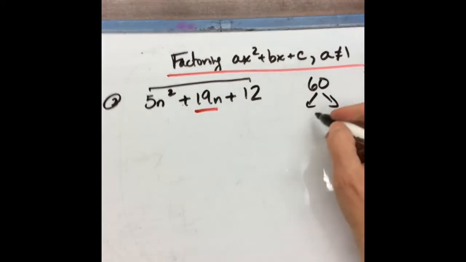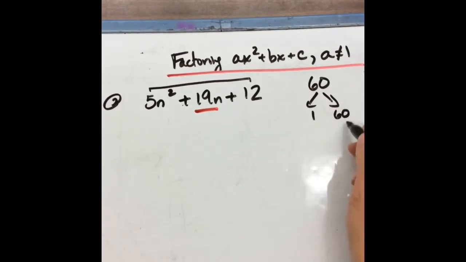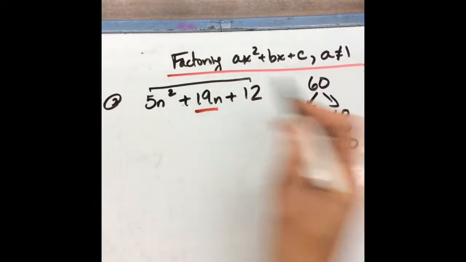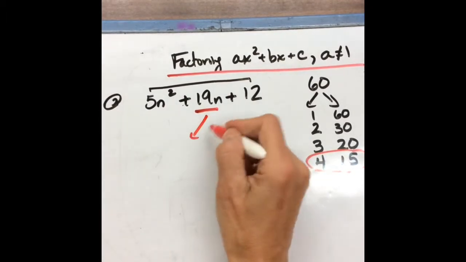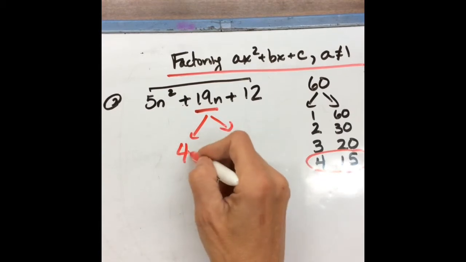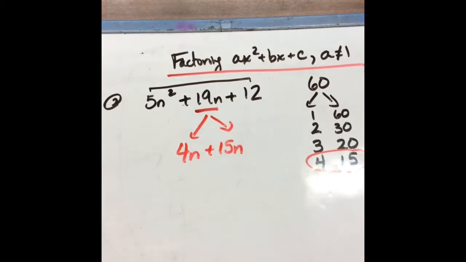So we can go through the list. 1 and 60. Okay, that's not going to give me 19. 2 and 30. That's not going to give me 19. 3 and 20. That's not going to give me 19. 4 and 15 work. So let's circle this here. And let's replace now this 19n by 4n plus 15n. It's the same thing because it's still 19.